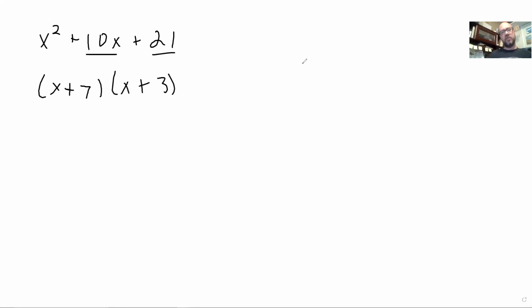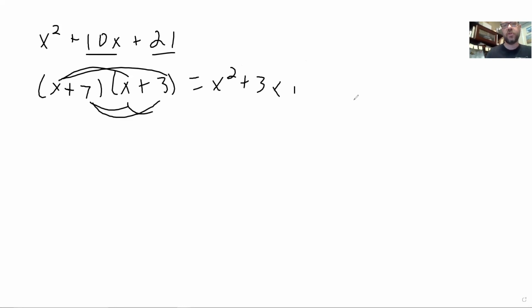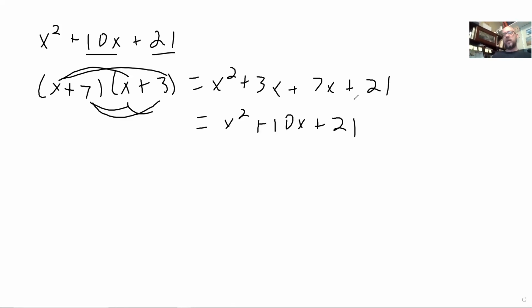And now I think a reasonable question might be, how do I know that I'm looking for two things that multiply to be this and add to be that? I'll show you in just a sec, as soon as we check this. If I were to remultiply this out, I would get x squared plus 3x plus 7x plus 21. And so the thing I get is x squared plus 10x plus 21, exactly like I wanted.